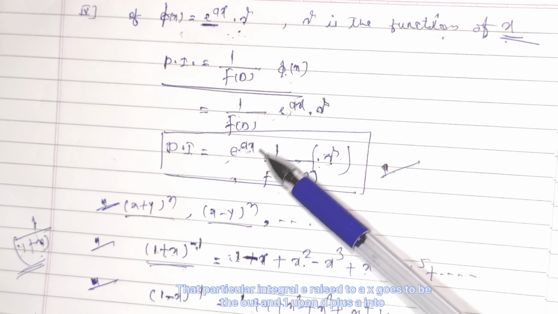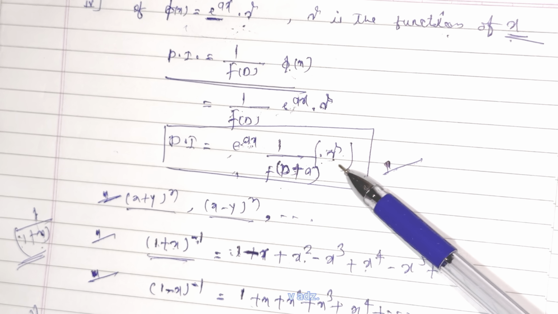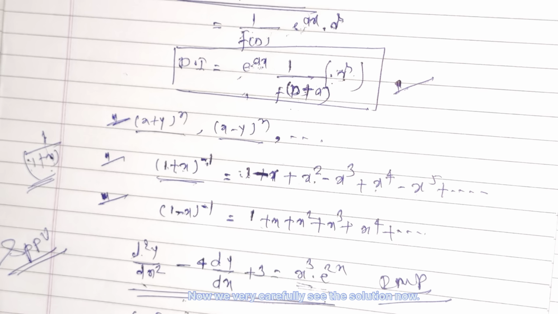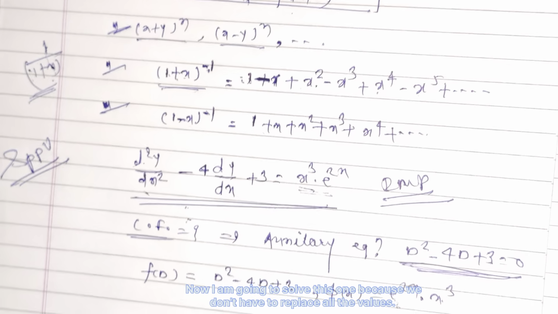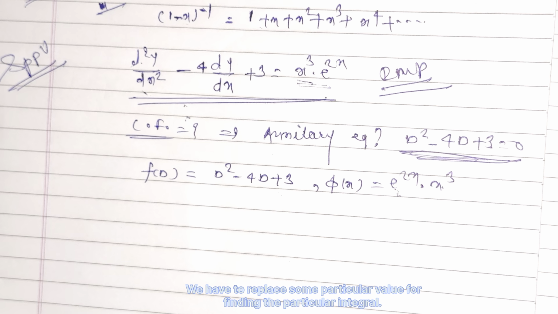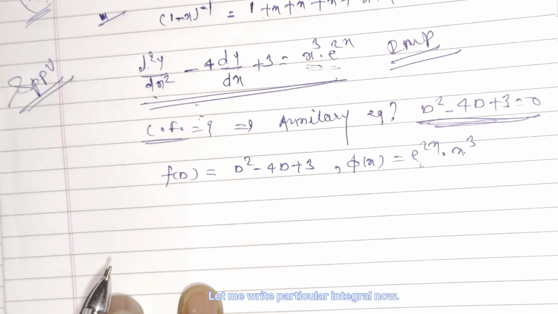That particular integral, e raised to ax times 1 upon D plus a into V, is here. Now be very careful and see how I'm going to solve this, because we don't have to replace all the values. We have to replace only some particular value for finding the particular integral. Let me write the particular integral now.